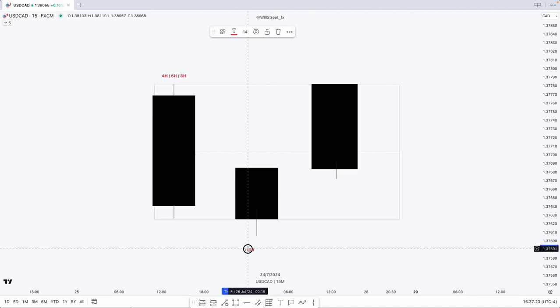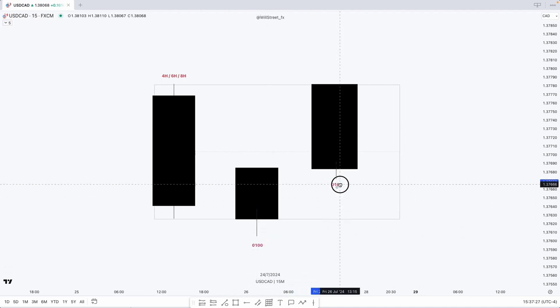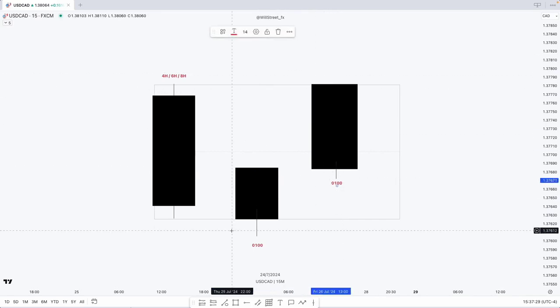London candle. Meaning that this will be London lunge going to New York. So if this happens, we already know the bias for New York. That will be, in this case, a reversal.